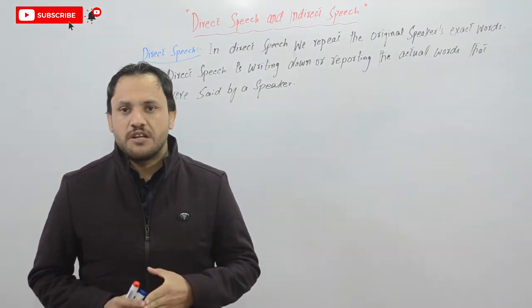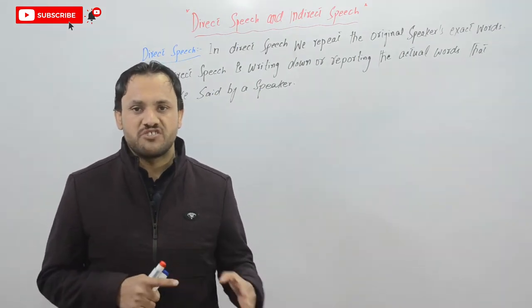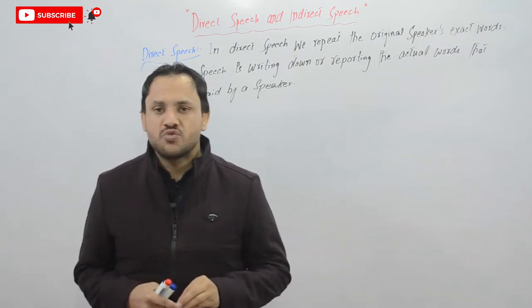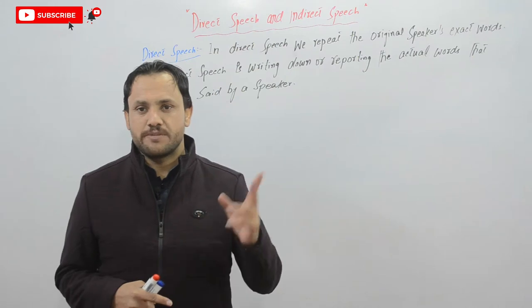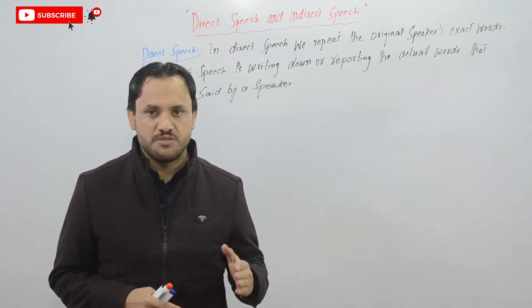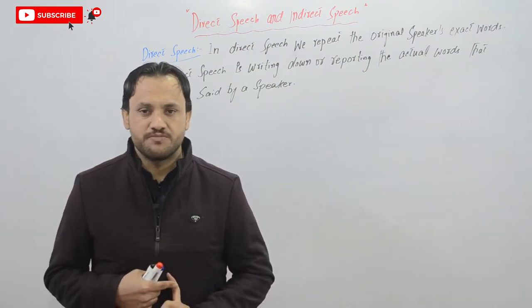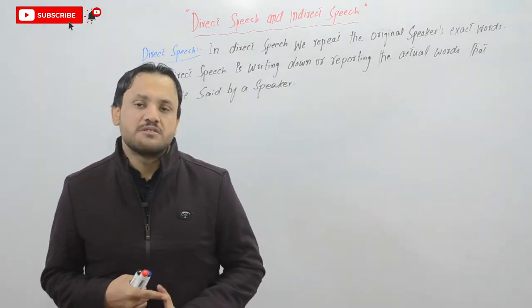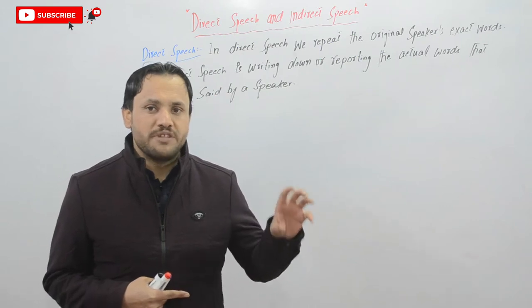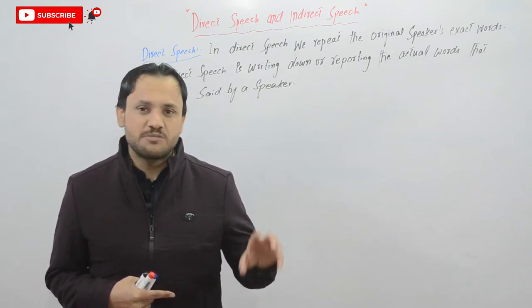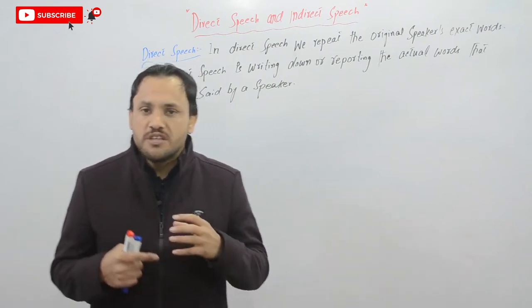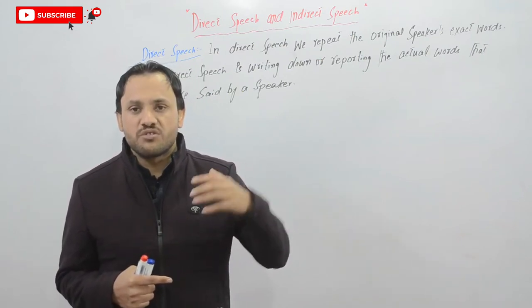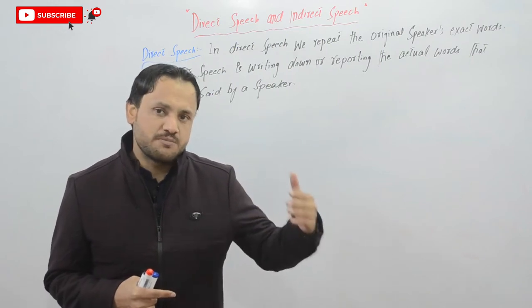So first of all, I would like to teach you what direct speech is and what indirect speech is. There are basically two ways of relating what a person has said. One is direct speech and the other one is indirect speech. In direct speech, we report the actual words of the original speaker. Direct speech is when we say or report the actual words, the real words of a speaker.